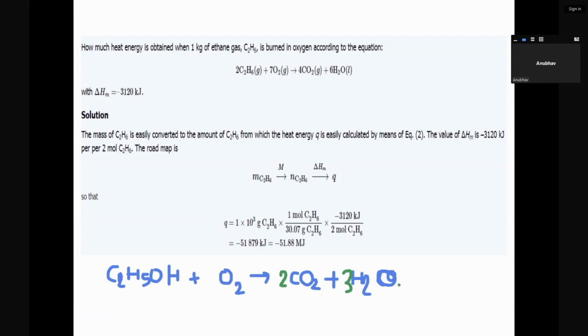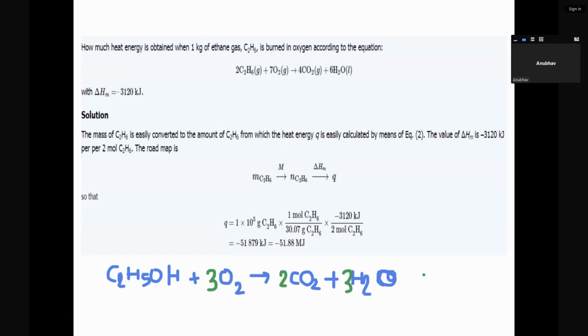We have 4 plus 3, that is 7 oxygen atoms. But on the left hand side, we have 3 oxygen atoms. So if we put 3 over here, it will be 3 into O2, that is 6 oxygen plus 1, that is 7. So oxygen is balanced, 7 oxygens on both sides. Hydrogen is balanced. On both sides, we have 6 hydrogens. H5 plus 1, so 6. Here also we have 6. And we have 2 carbon atoms on both sides. So we have now been able to balance the equation.